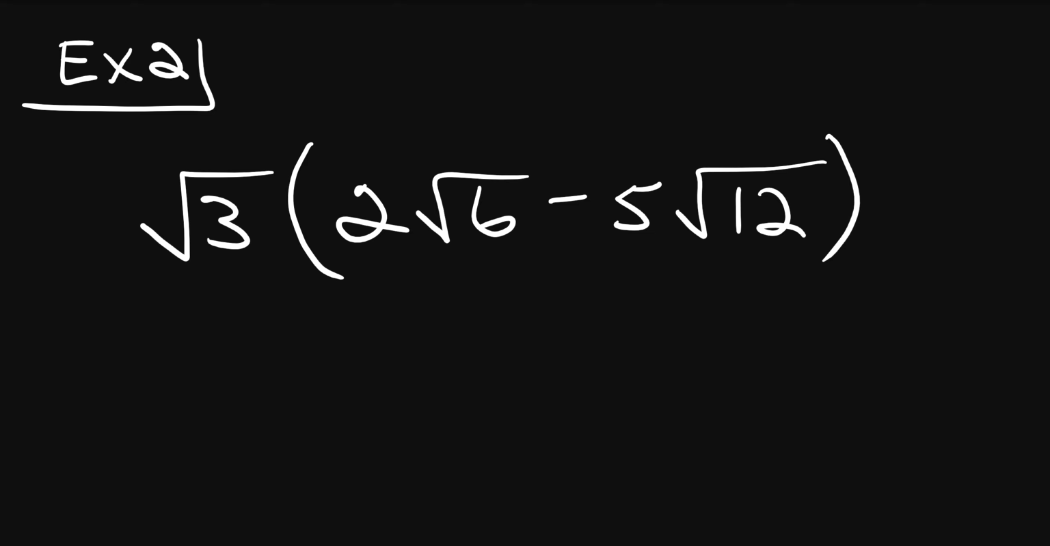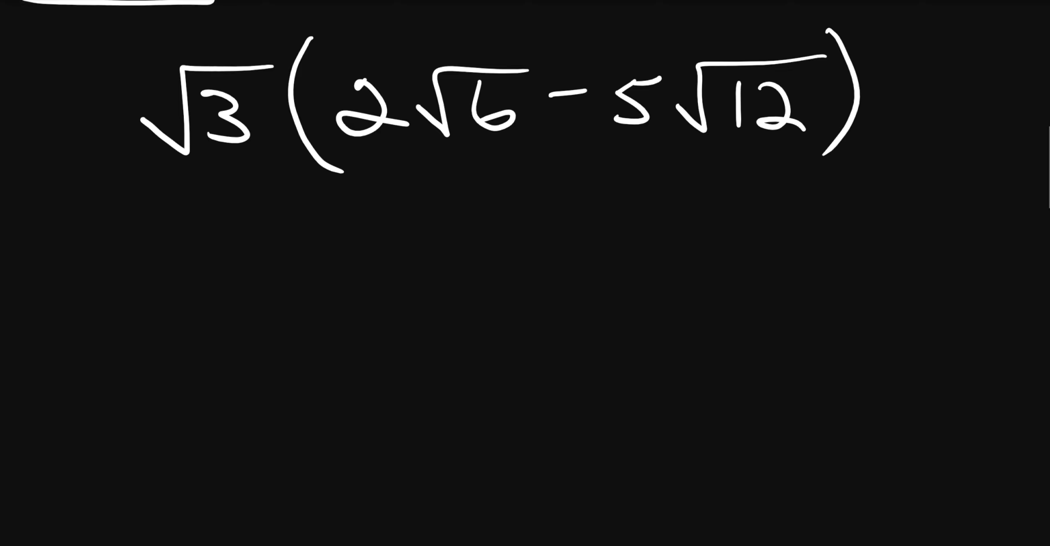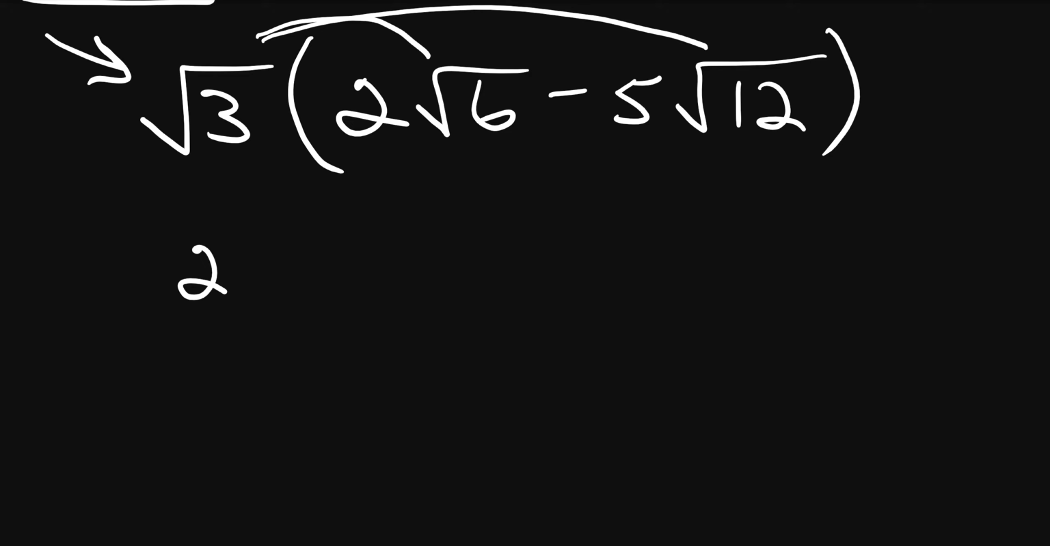Okay, here in example 2, we are going to demonstrate the distributive property. This is going to look like, give me a little bit more room here. So I'm going to distribute this square root of 3 to the 2 terms inside the parentheses. Now this is a radical 3 times 2 times radical 6. So that means this is going to end up equaling 2 times the square root of 18. 3 times 6 is 18 under the radical.